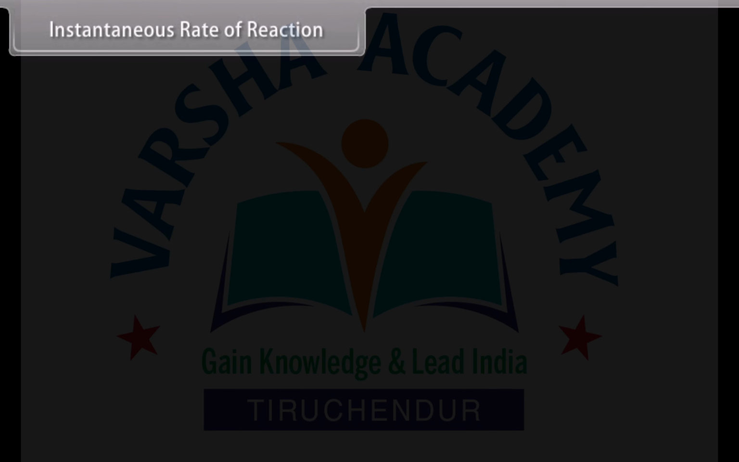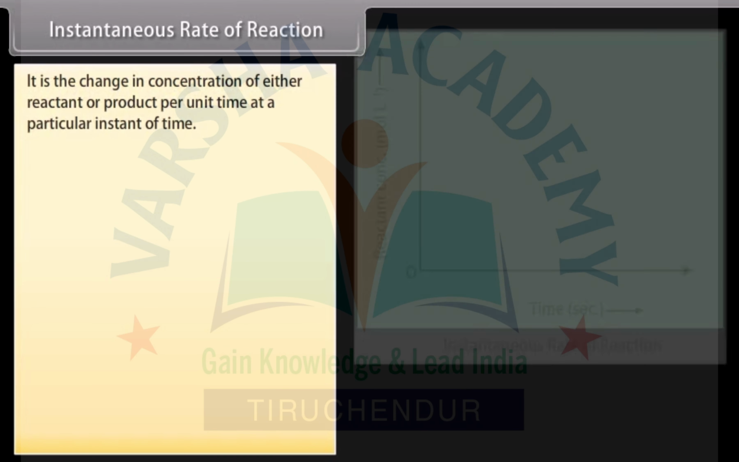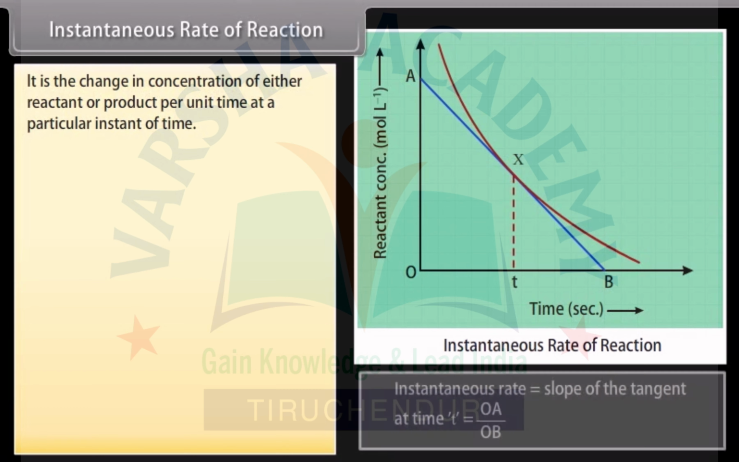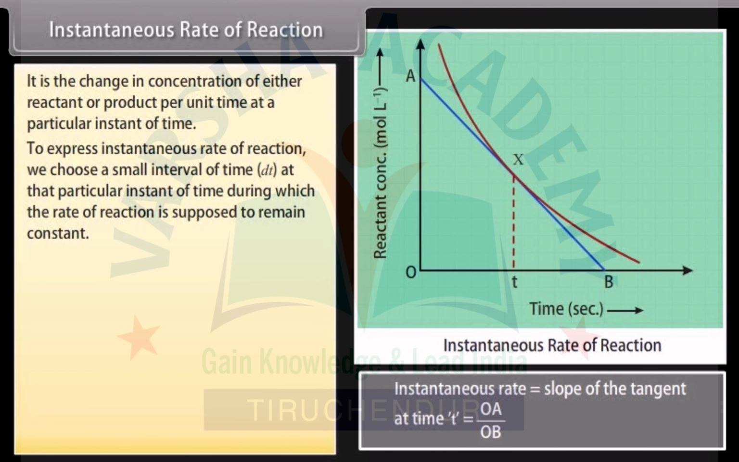Instantaneous rate of reaction. It is the change in concentration of either reactant or product per unit time at a particular instant of time. To express instantaneous rate of reaction, we choose a small interval of time at that particular instant during which the rate of reaction is supposed to remain constant.